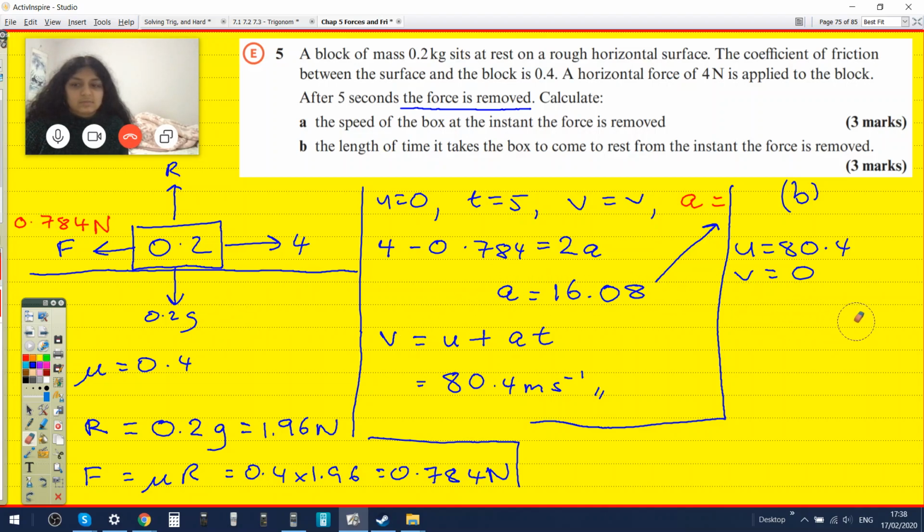This requires some modeling or something. I suppose that's what the topic is. The length of time it takes the box to come to rest from the instant the force is removed. At that instant, U is 80.4. We know V is 0. We don't know S. We don't know T. But we need A. We need the rate at which it is decelerating.